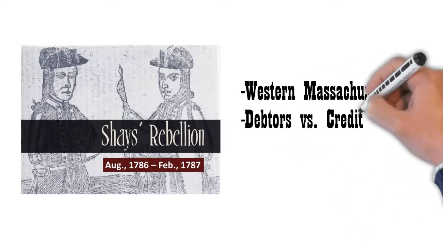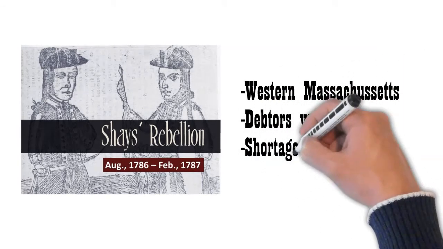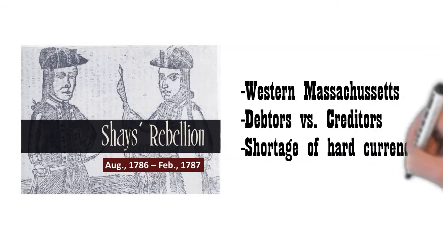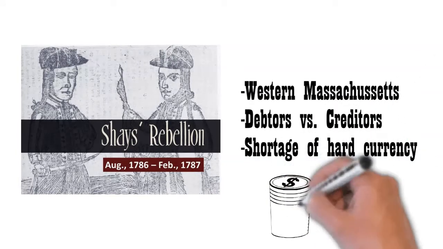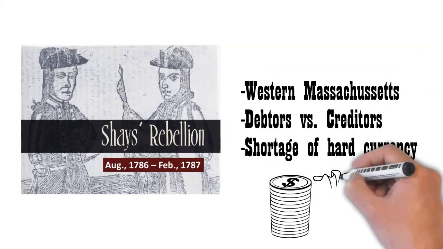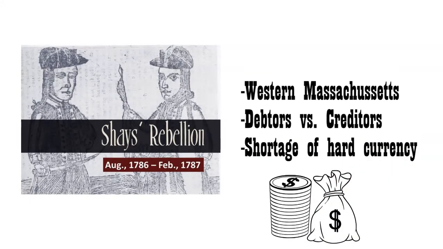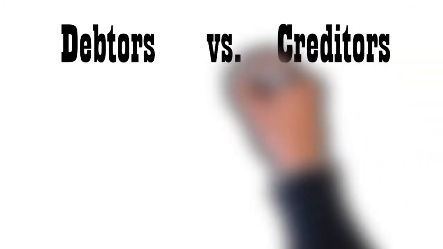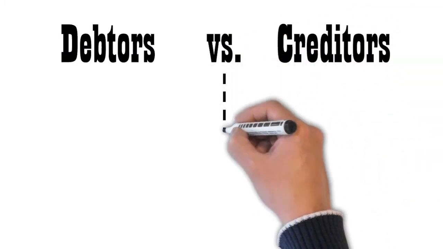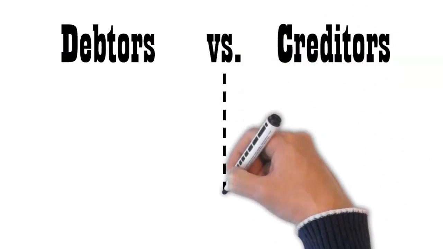It happened in Western Massachusetts, and it's going to be the debtors versus the creditors. And it was due to the fact that we had a shortage of hard currency. When you hear the term hard currency, that refers to gold and silver. Oftentimes, paper currency doesn't hold value. And so a lot of these creditors want to be paid in hard currency. Let's look at both sides of this conflict.